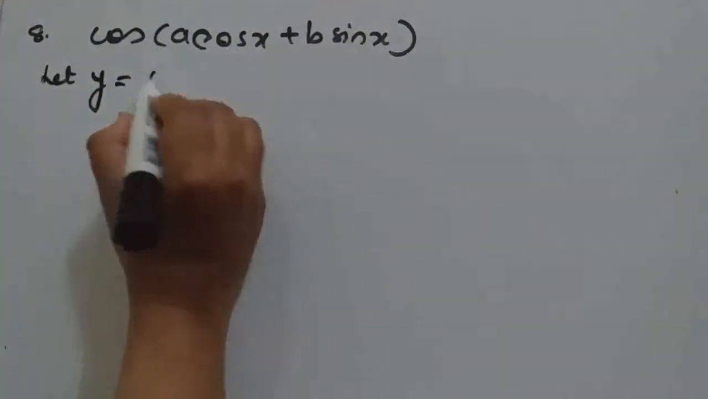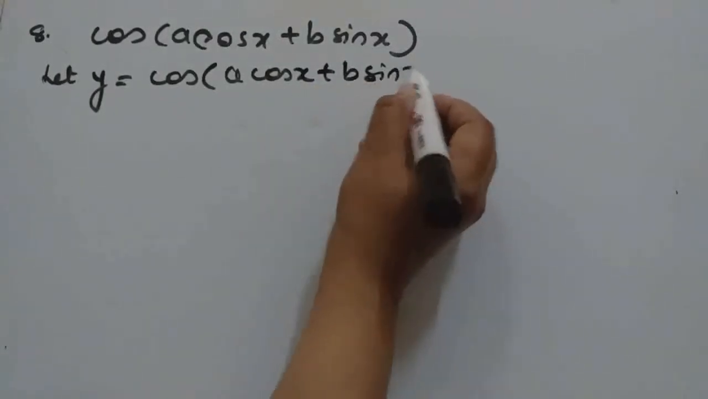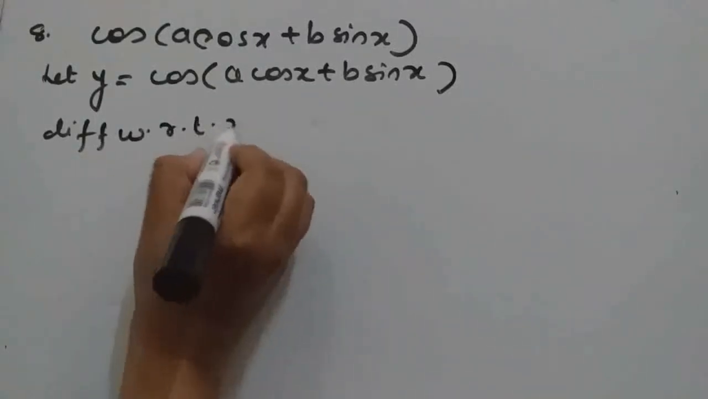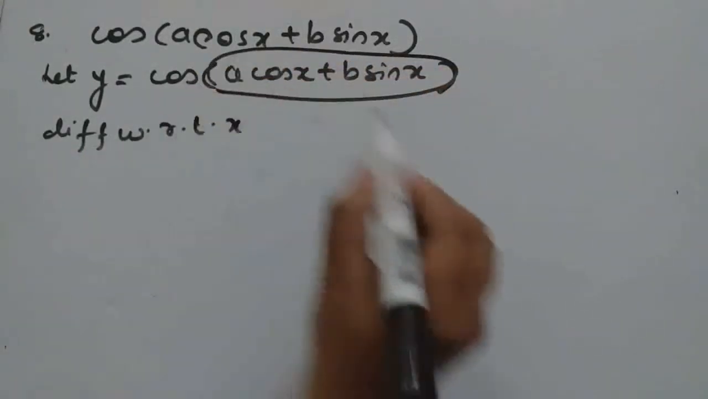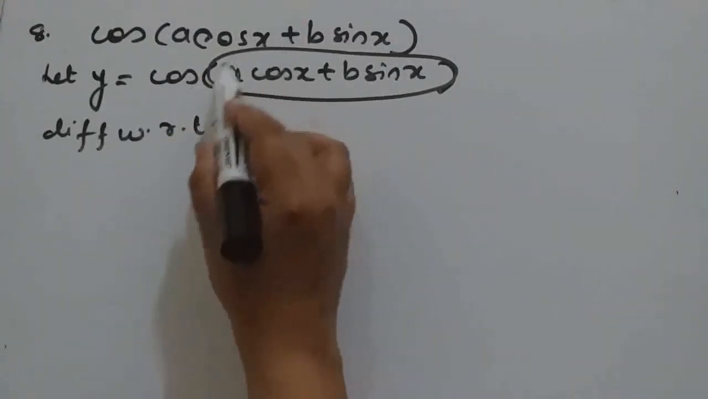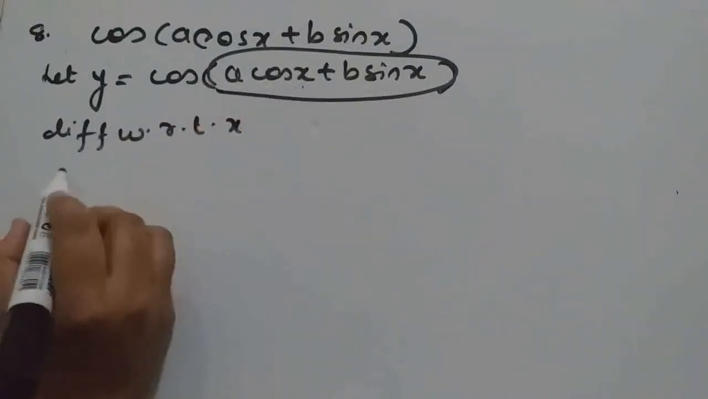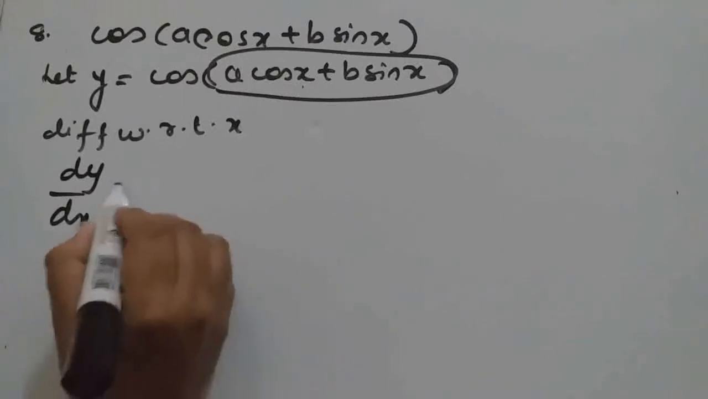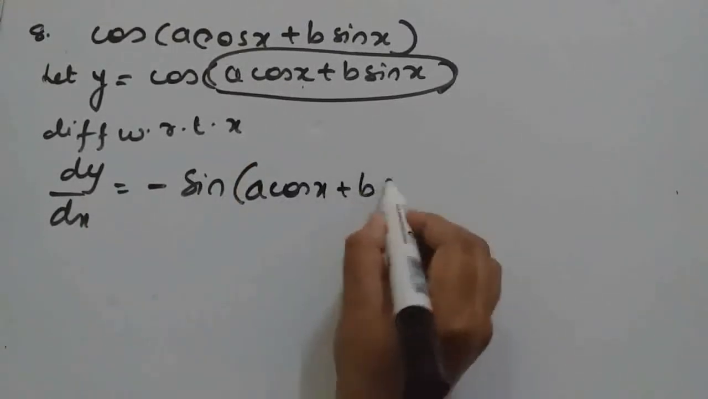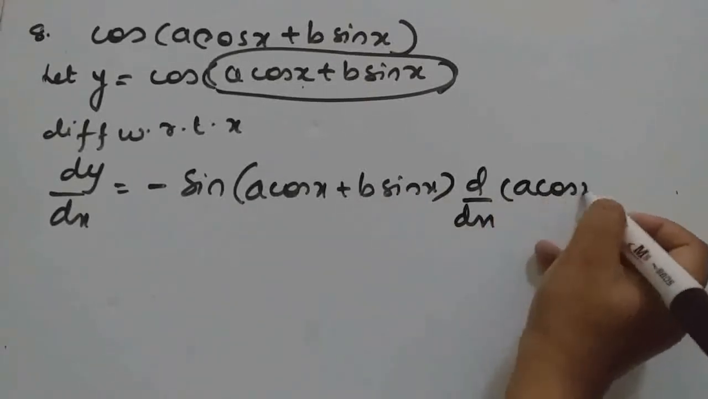Let y is equal to cos of a cos x plus b sin x. Differentiate with respect to x. Now see, the derivative of cos x is minus sine, we know. But this is cos of this angle. So minus sine of this angle, then derivative of this. So dy by dx will be minus sine of the same angle, a cos x plus b sin x, then derivative of a cos x plus b sin x.